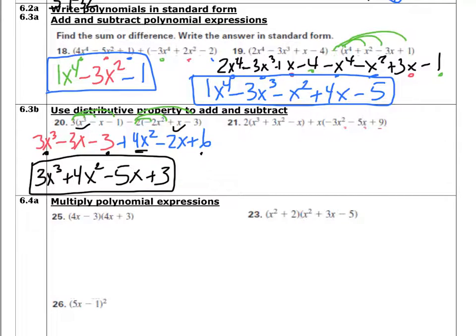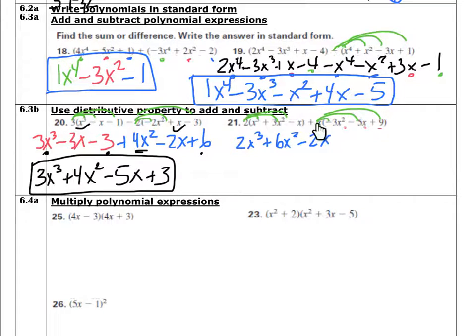The next one, we have to distribute through a 2, and from this one a positive x. So what we're going to have to show here is let's bring a 2 through all of that and a plus x to all of this. When we simplify it, we're going to get 2 times x cubed is 2x cubed. 2 times 3x squared is plus 6x squared. And 2 times a negative x is negative 2x.